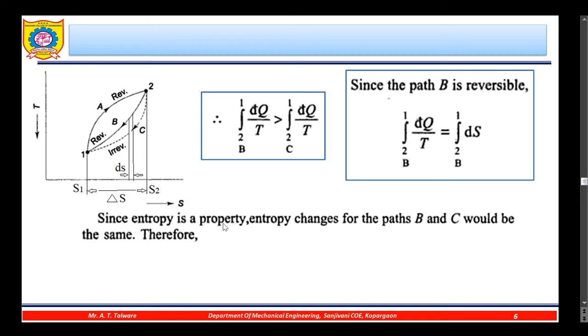Since entropy is a property, entropy changes for path B and C would be the same. Therefore, we can write the integration of ds for path B is equal to the integration of ds for path C. So this small change ds will remain the same whether it is a reversible path or irreversible path, since s, that is entropy, is a property.